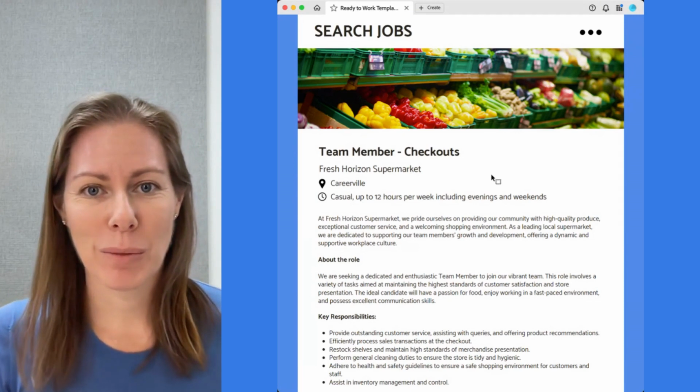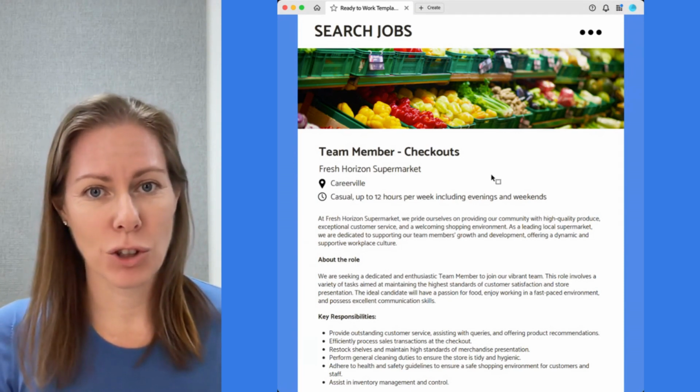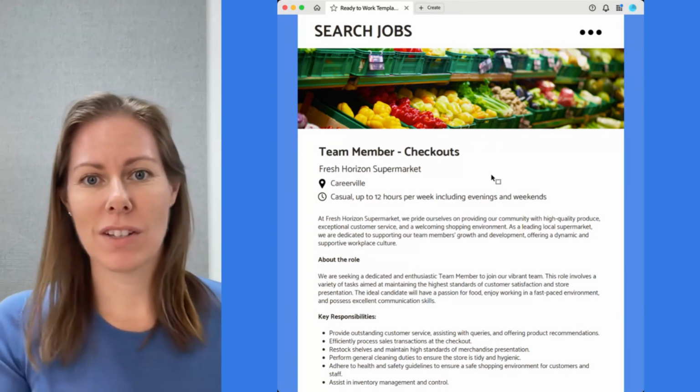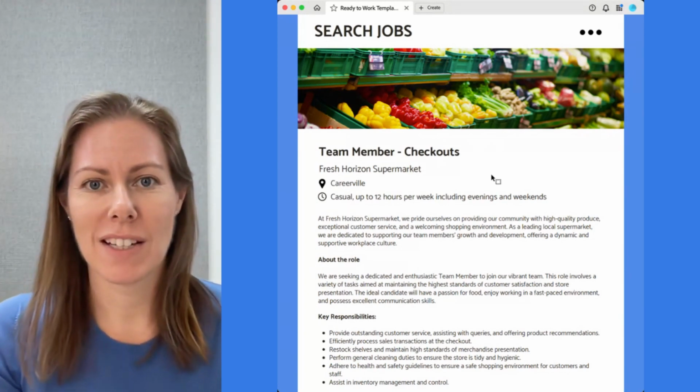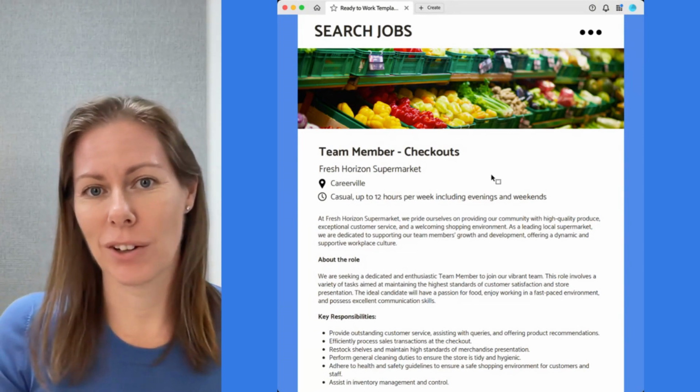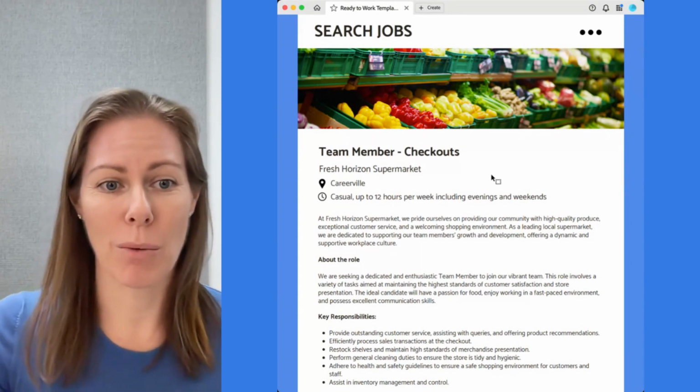The next question I'm going to be asking is, where is this job located? This is important for a couple of reasons. The first, and the most significant, is that you don't really want to be applying for entry-level roles that are actually located quite a way away from where you are.